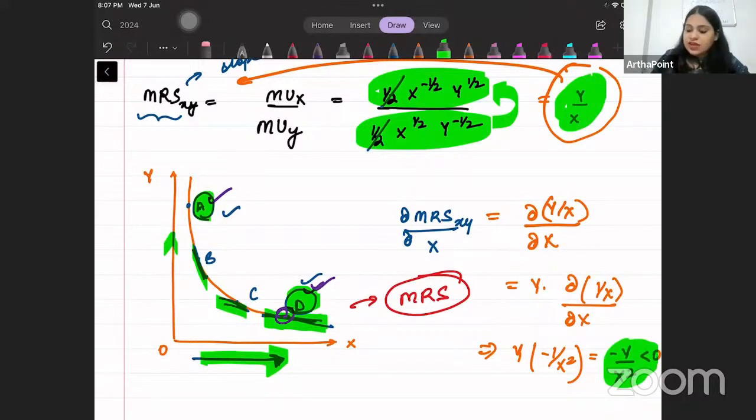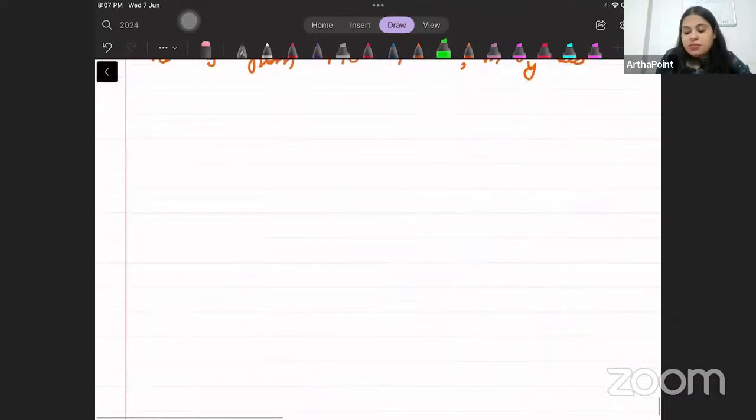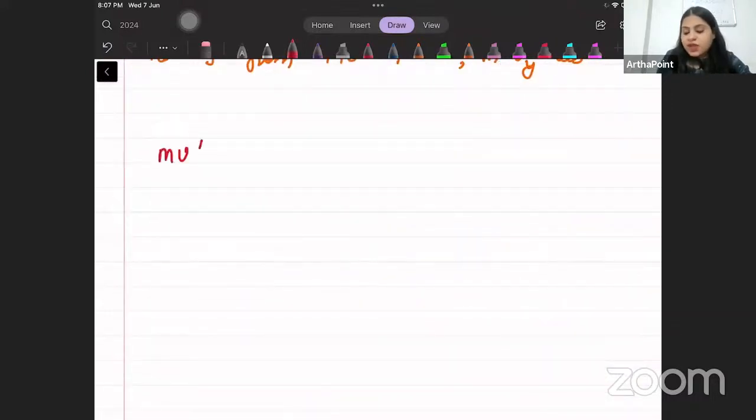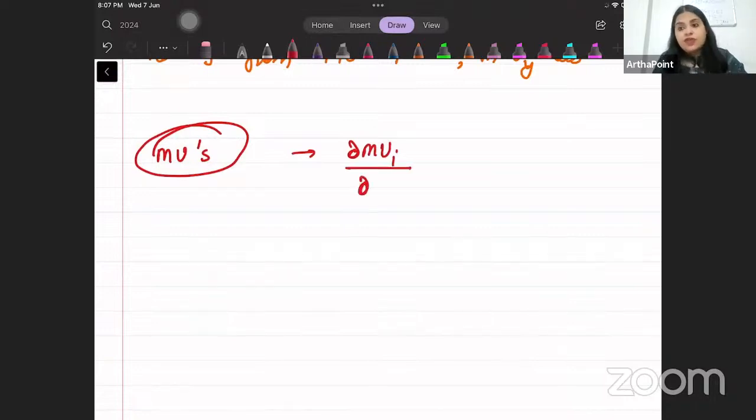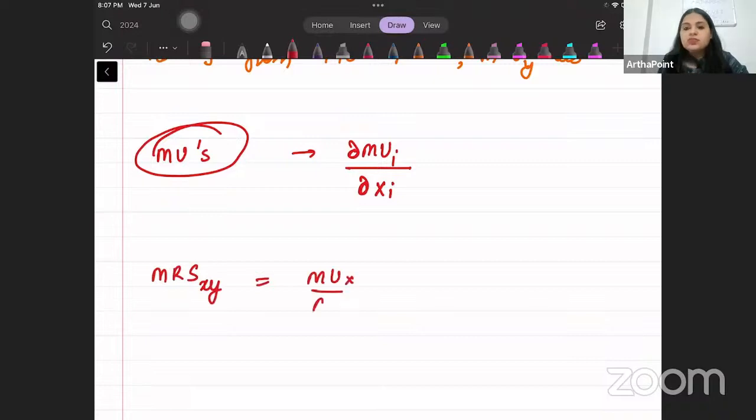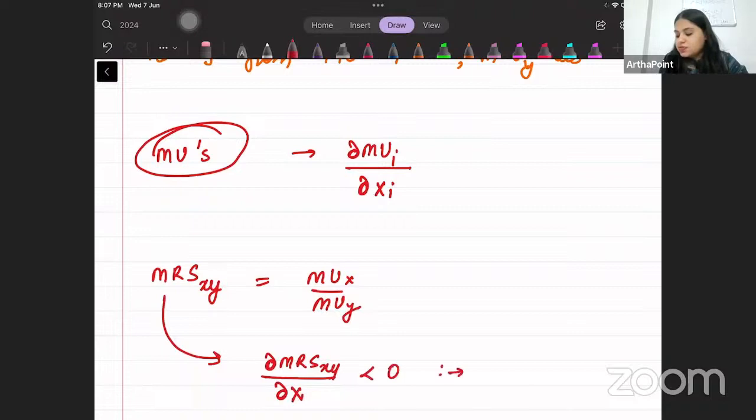So two things. If I were to check whether marginal utilities diminish or not, you will differentiate the marginal utility of a particular good with respect to that good. If it is good X, with respect to good X; if it is good Y, with respect to good Y. But if you were to check whether MRS diminishes or not, you will first find MRS, and after that you will differentiate MRS with respect to good X. If that is negative, then it diminishes.